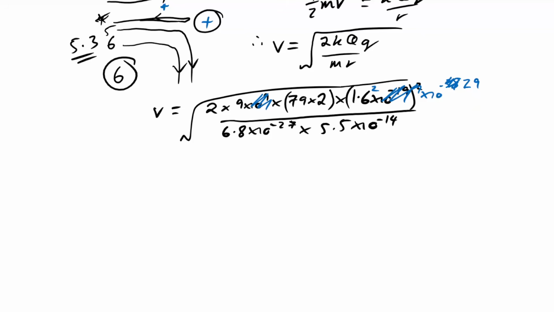So minus 27, minus 14. So this ends up just becoming minus 41. So minus 41 on the bottom, minus 29 on top. So that ends up becoming altogether plus 12.